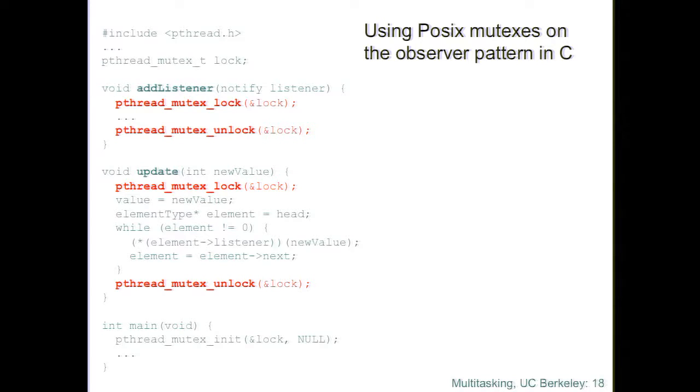Okay? Yes? Is it possible for both to request the lock at the same time? If we have a single issue instruction set on a single processor, then no. Right? But if you have a multi-core machine or you have a multi-issue instruction set, then yeah, but what do you mean by at the same time?